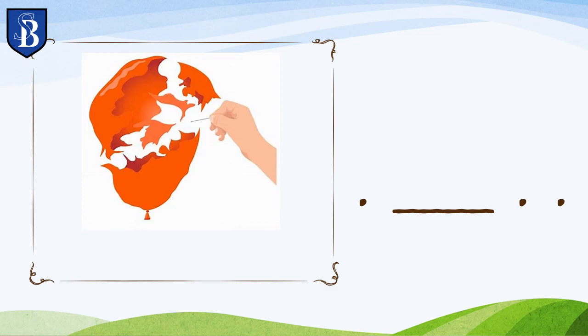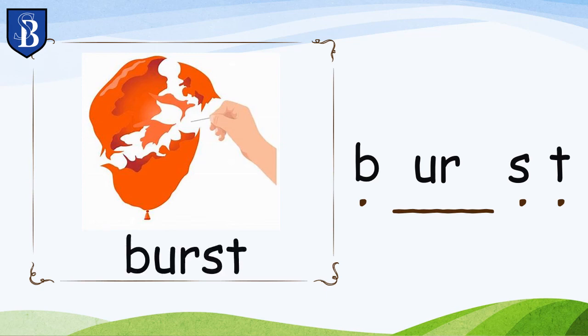B sound at the beginning of the word, we used the letter B. Then we need our U and R for the digraph. There's an S before that final T. Burst. B-U-R-S-T. Well done if you got that one right.